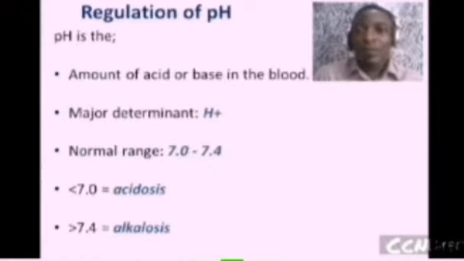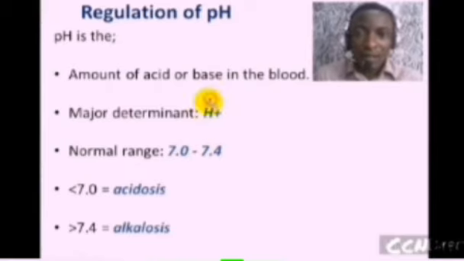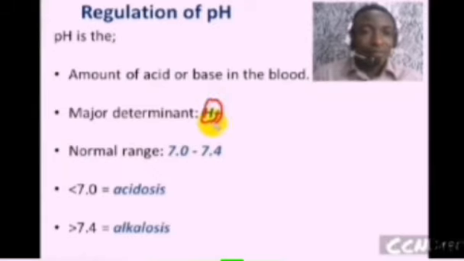Good. Regulation of pH. pH simply means acid balance. It is the degree or amount of acidity or basicity in the blood. The major determinant of pH is hydrogen ion. Hydrogen ion. This is the major determinant of pH. When hydrogen ion in the blood increases, it simply means your blood is acidic. But when it decreases, it means your blood is basic.